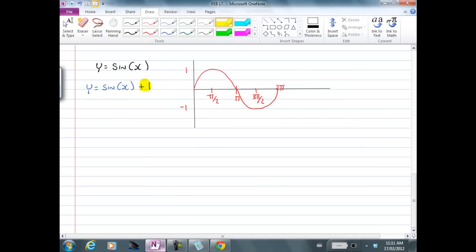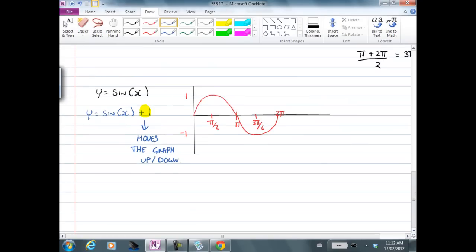So let's write a few things down. Plus 1 moves the graph up or down. If it's positive, I go up. Doesn't move the graph, doesn't move the center line. So guys, watch. I want you to draw your new center line. Draw it here. See, my center line now starts at 1. It's not 0 anymore. My amplitude hasn't changed.